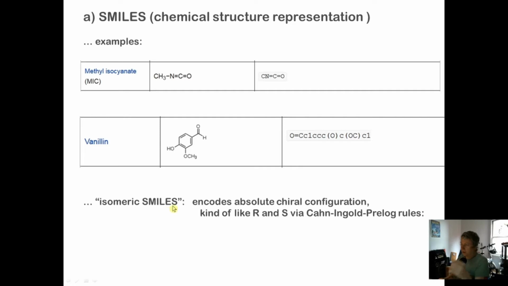Isomeric SMILES is a little more complicated. This encodes absolute chiral configuration, which is kind of what we do with the Cahn-Ingold-Prelog rules. Remember these? And the idea of R and S. So if we draw an organic molecule that's chiral, we can define R and S, and that defines the absolute configuration. Well, if a molecule is chiral and we use SMILES, it has to do that too, if we have an absolute configuration. And so this concept of isomeric SMILES is kind of like R and S. It's not the same, but it's a similar principle. Okay, all right, so isomeric SMILES, let's just see an example of that.